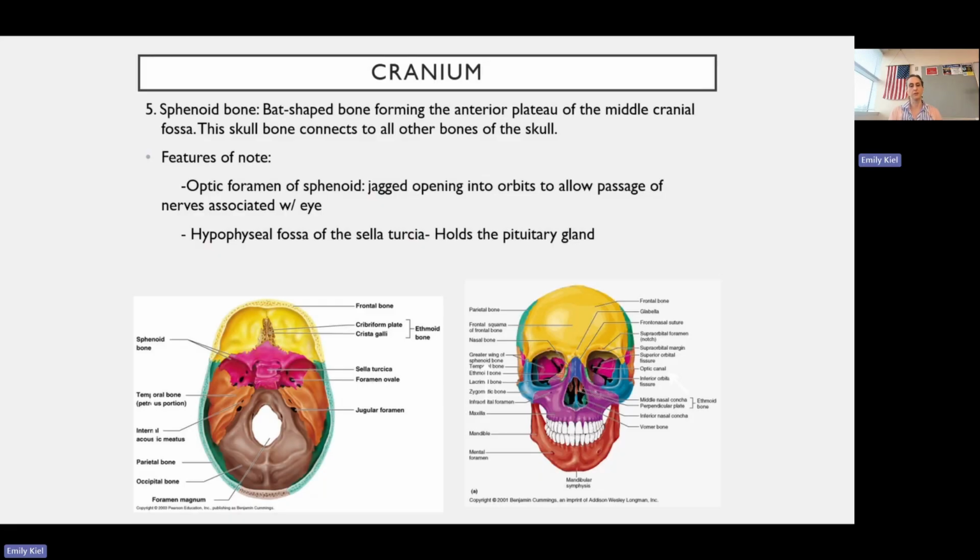Once again, some cocktail trivia for you if you need it. It has the optic foramen. You can see them. Sometimes you can't see them as well because they're kind of hidden under here a little bit, but those are jagged openings into the orbits. You can see here with like the optic canal, where the nerves associated with the eye, the optic nerves go. And then here's that sella turcica, and it's specifically the hypophyseal fossa, holds the pituitary gland. The fancy name for the pituitary gland is the hypophysis. I'm not worried. You can call it the pituitary gland.